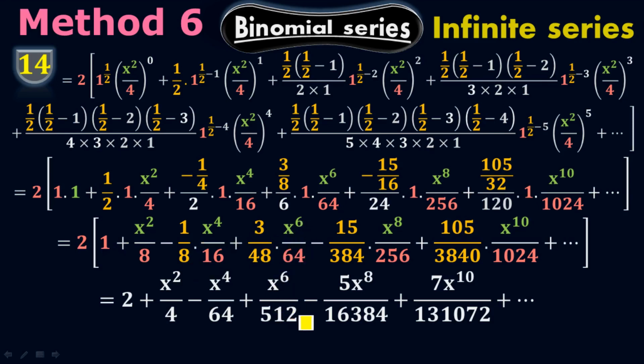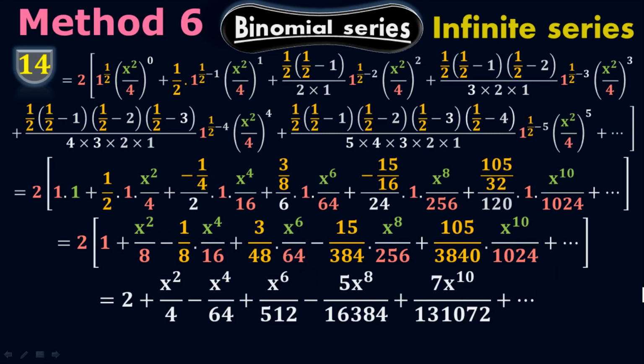2 times 3 over 48 times x to the 6 over 64 is x to the 6 over 512. 2 times negative 15 over 384 times x to the 8 over 256 is negative 5 times x to the 8 over 1638.4. 2 times 105 over 3840 times x to the 10 over 1024 is 7 times x to the 10 over 131072 plus infinity. Just take the product of 2 with all the terms individually.